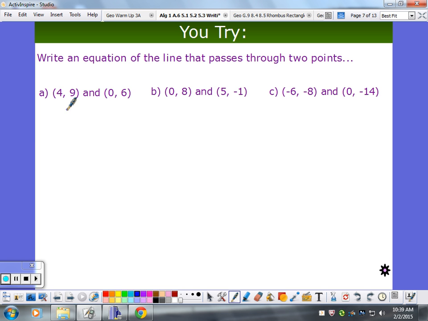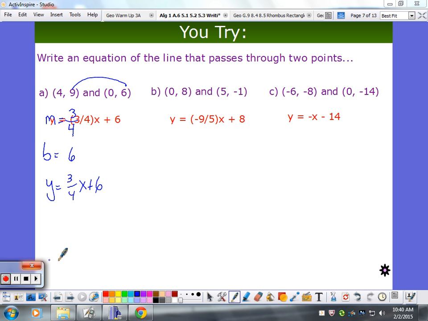Like for example, how do I find the slope of this one? 9 minus 6, right? That's 3. And 4 minus 0? What's the y-intercept? 6. What's my equation? y equals 3x plus 4. Right? Okay, try the other two. Hopefully you got at least number 2. How'd you do?